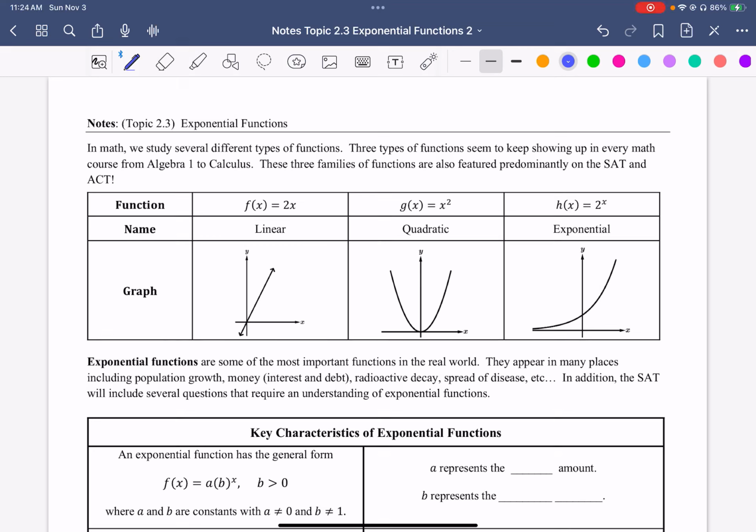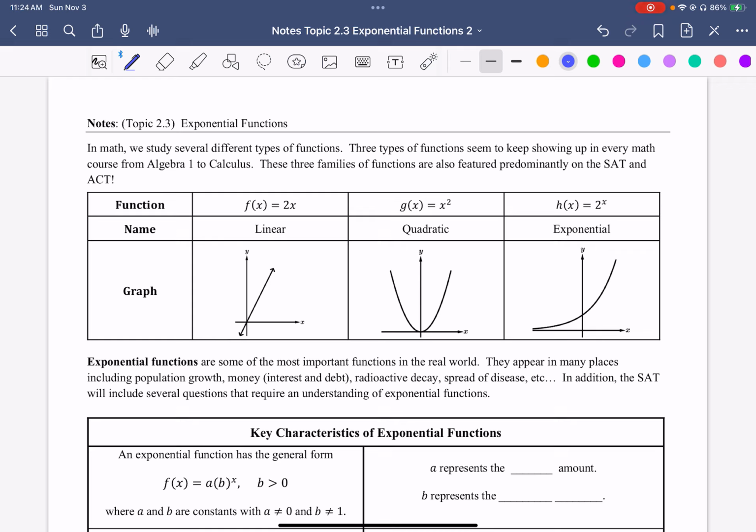Today we're doing topic 2.3, exponential functions. In math, we study several different types of functions. Three types of functions seem to keep showing up in every math course from Algebra 1 to Calculus. These three families of functions are also featured predominantly on the SAT and the ACT.